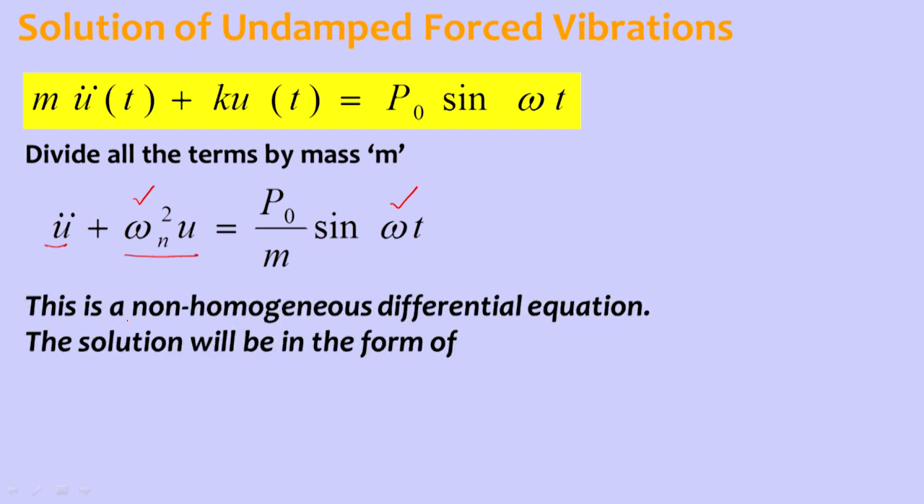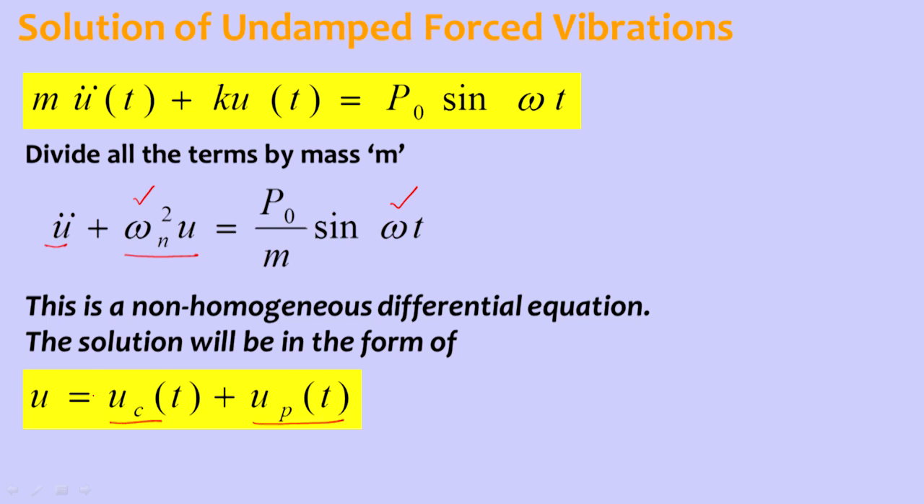Now, this is a non-homogeneous differential equation. A homogeneous differential equation means the right hand side is 0. Here the right hand side is non-zero, so we call it a non-homogeneous differential equation, and this is a linear differential equation. The solution of this will have two components: one is the complementary component and the second one is the particular integral component.